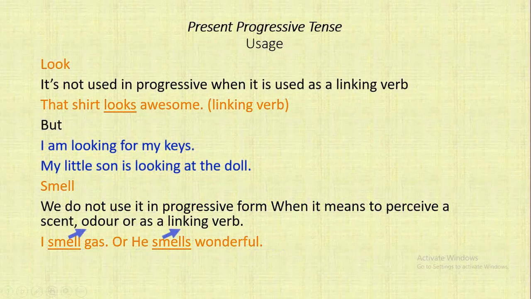Similar is the case for the verb look. It's not used in present progressive when it is used as a linking verb. I'd like to talk about linking verbs in one of my other videos. That shirt looks awesome. It means that something looks great, awesome, or wonderful. By the way, it is present simple tense, not present progressive.